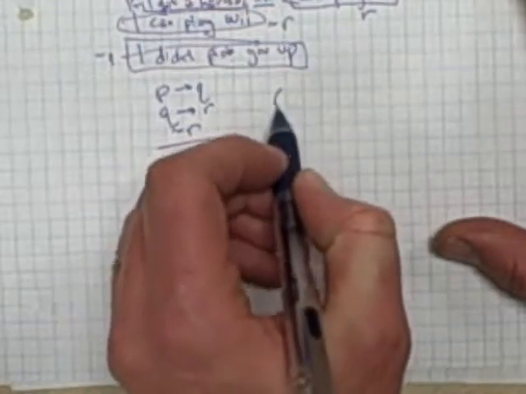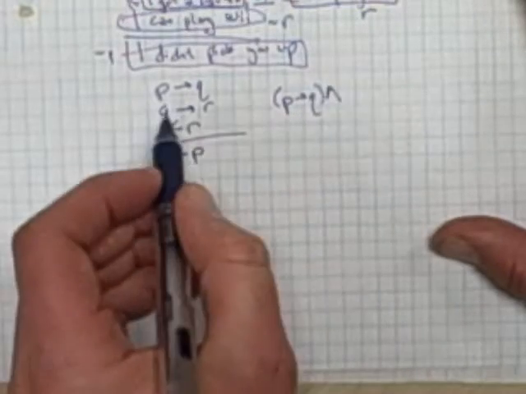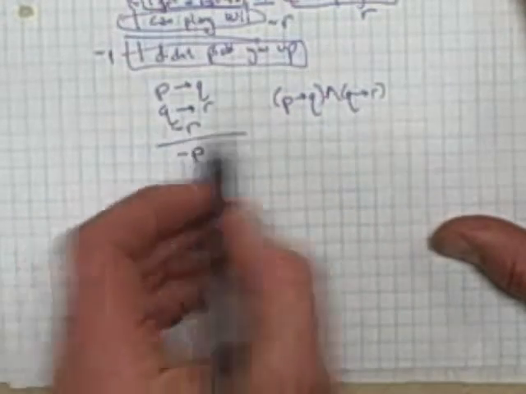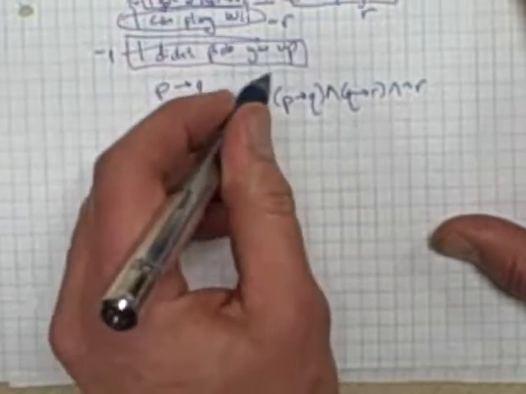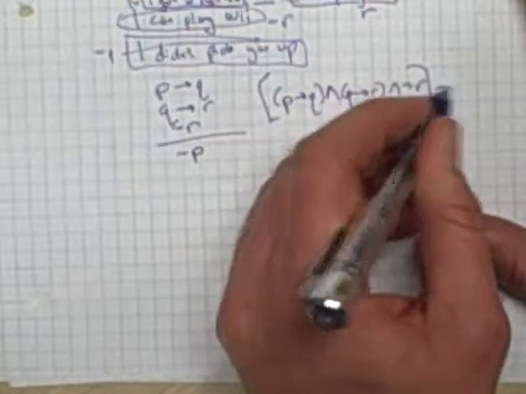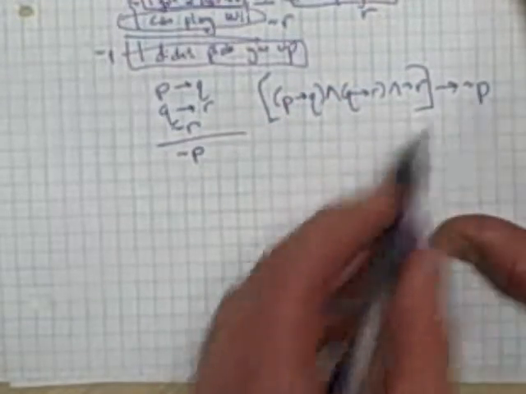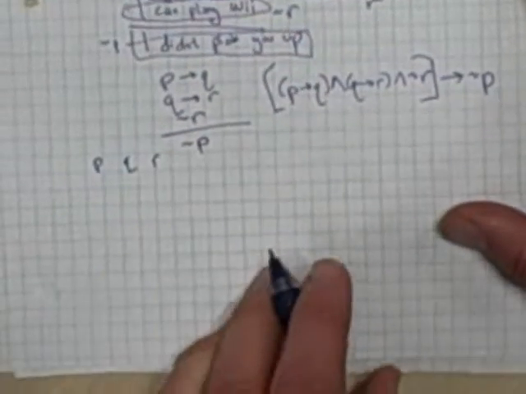So this one has 3 different pieces to it. The argument I'm going to prove is P implies Q, this and this, Q implies R, and not R. All of these are just connected with an and, and that must necessitate that not P happens. This implies not P.